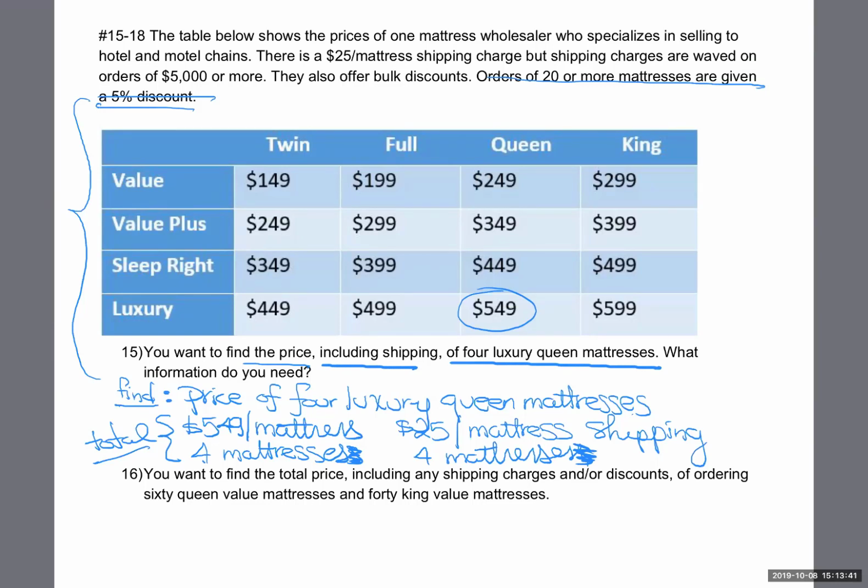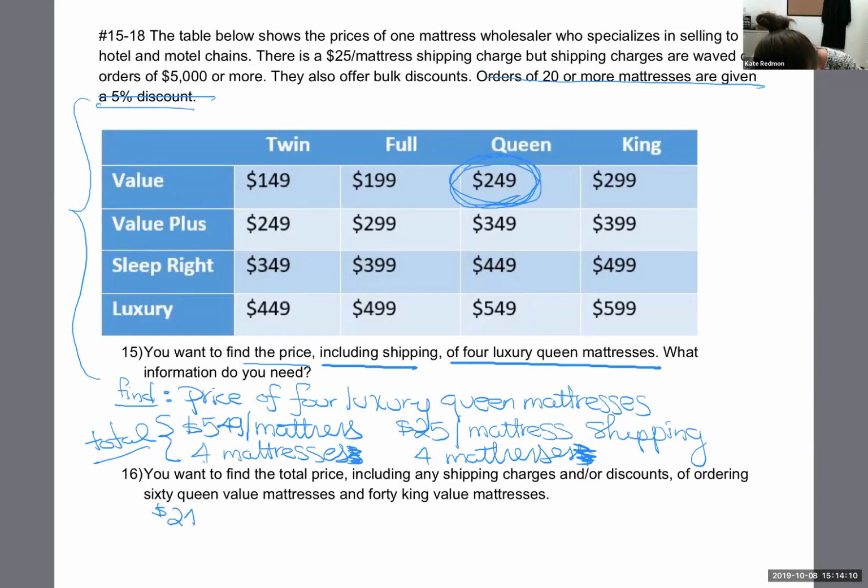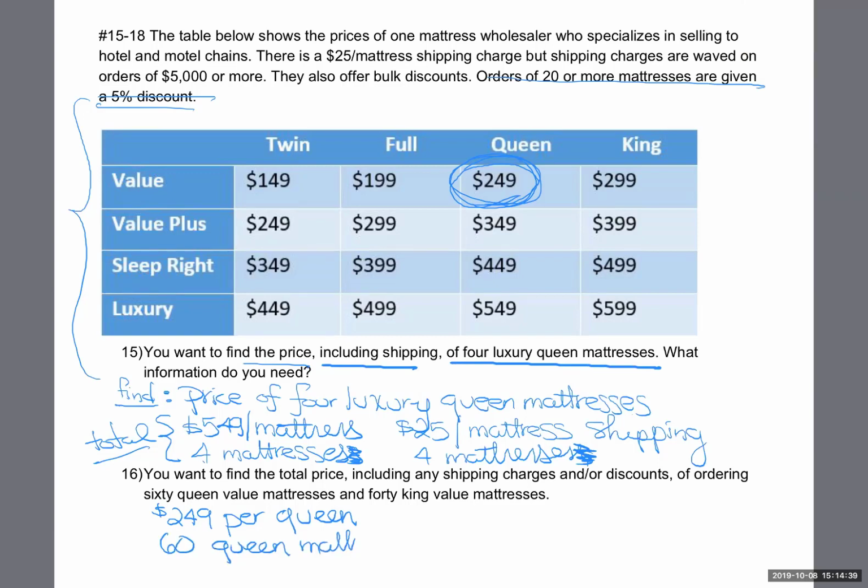You're going to need the amount for the queen. $249. So $249 is the number that you both say that I need, but what's that per? You're telling me I'm buying 60 queen mattresses. I need that information because I'm going to pay that multiple times. And 40 king value mattresses, which would be $299.